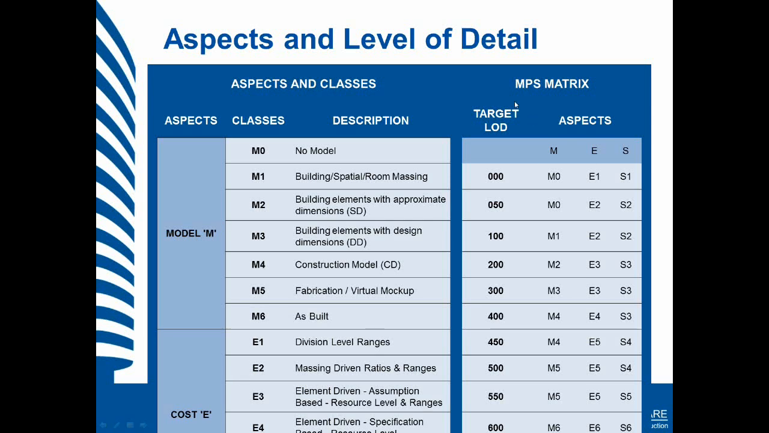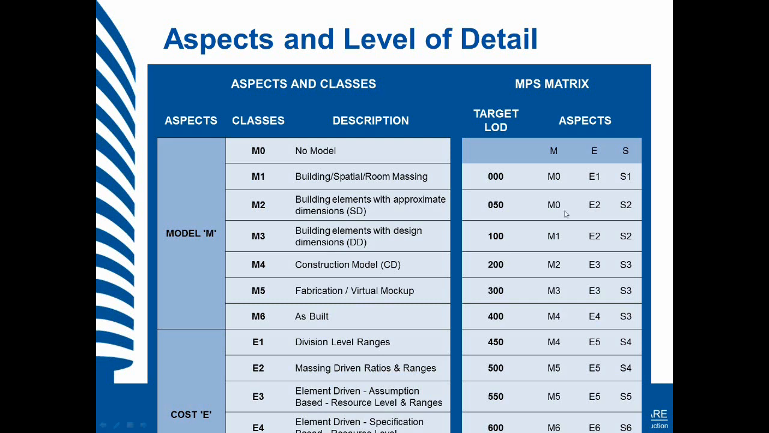And then you map that to the overall target and level of detail. The numbers that we recognize are here to the left. Those numbers could be company specific. So if you would like to increase the number of levels of detail, you could do that. You can add a 150, for example.